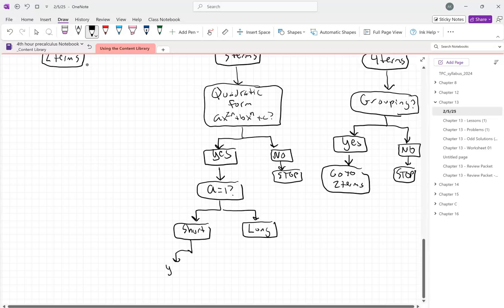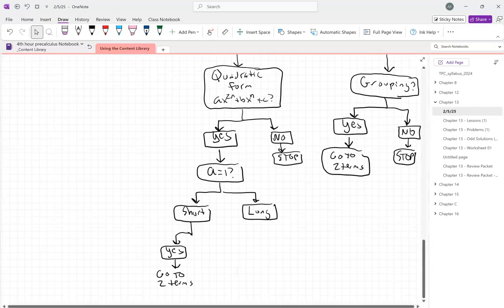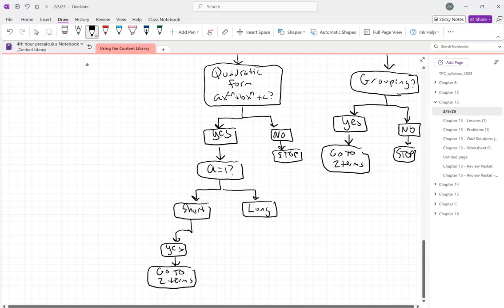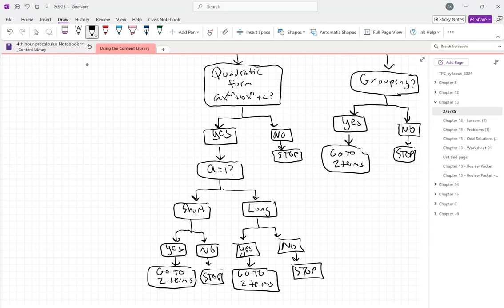If the short method works, we're going to factor it, and then we have to check each factor down the 2 terms branch. If it's not factorable, then we just stop. There's nothing else for us to do. And the same thing with the long method. Again, if it's factorable, we have to check our factors down the 2-term branch. And if it's not factorable, then we can just stop. There's nothing more for us to do with that.